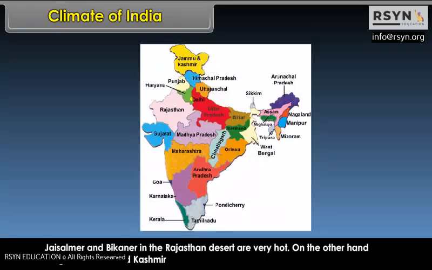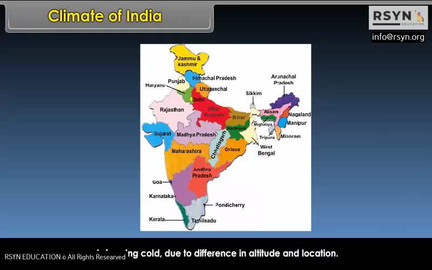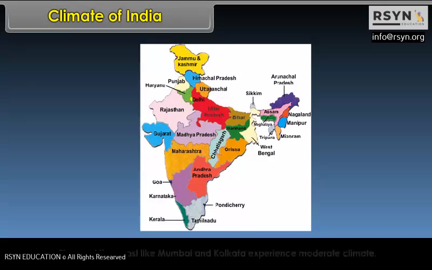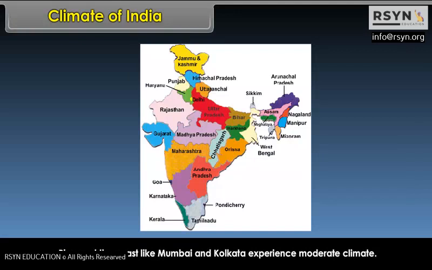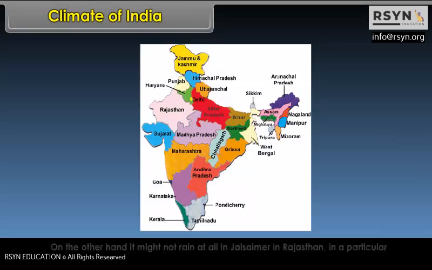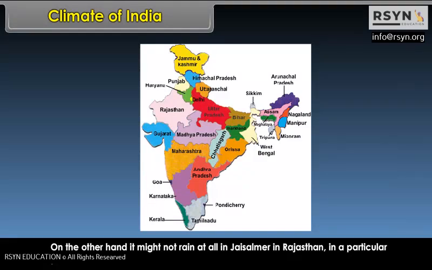Jaisalmer and Bikaner in the Rajasthan desert are very hot. On the other hand, Kargil in Jammu and Kashmir is freezing cold due to difference in altitude and location. Places at the coast like Mumbai and Kolkata experience moderate climate. Mawsynram in Meghalaya receives the world's highest rainfall. On the other hand, it might not rain at all in Jaisalmer in Rajasthan in a particular year.